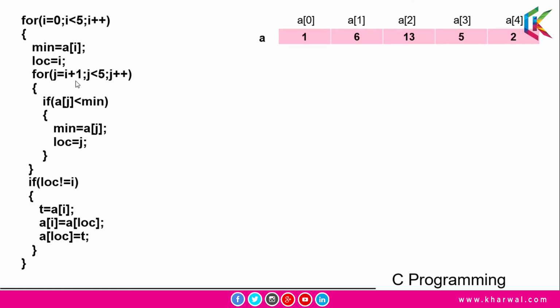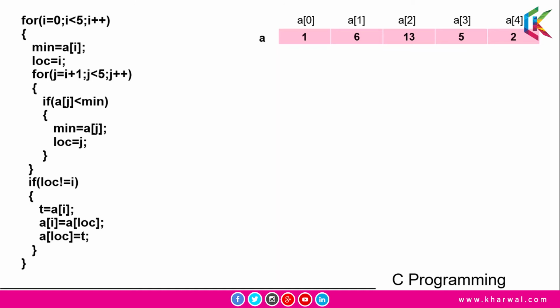So the value of j will be 2 and 2 less than 5, it is also true. Now it will check this if condition. So if A of 2 less than minimum and it is false, so j plus plus will be executed. So the value of j will be 3 and 3 less than 5, it is also true. Now it will check this if condition.